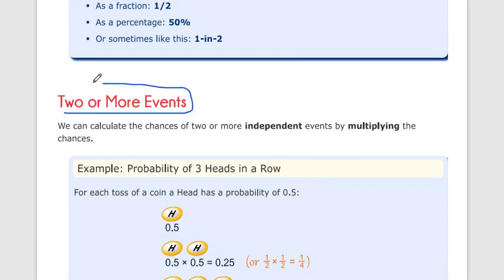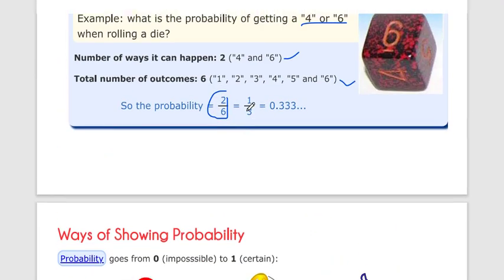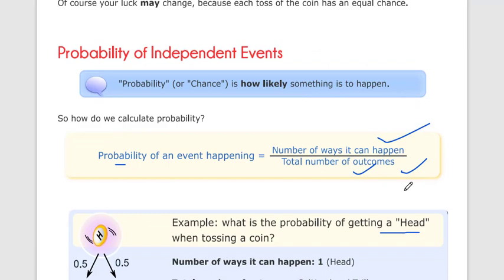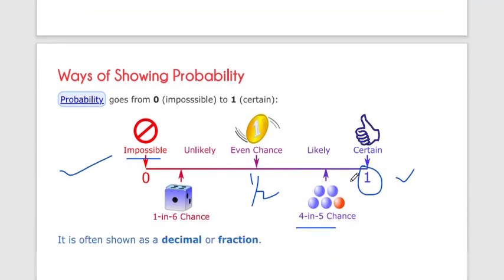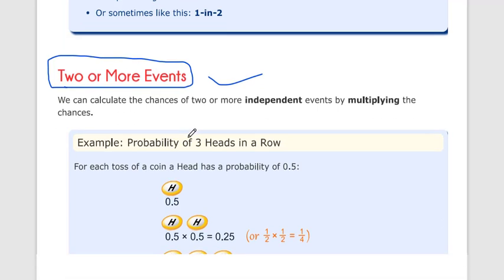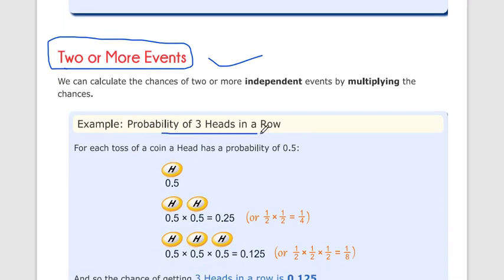Now, if you want to find the probability of two or more events, this formula we already discussed is only for one event: the number of ways it can happen upon the total number of outcomes. But now let's say we have to find two or more events. Let's say the probability of 3 heads in a row.